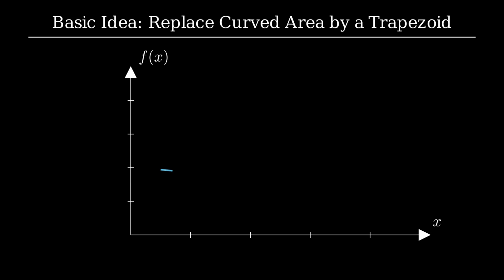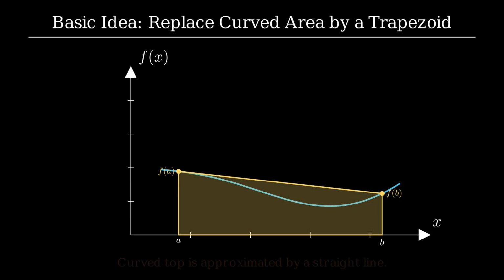The trapezoidal method has a very visual meaning. Suppose we want the area under a curve from a to b. Instead of using the curved top exactly, we join the two endpoints by a straight line. This creates a trapezoid. The area of this trapezoid becomes an approximation to the actual curved area.